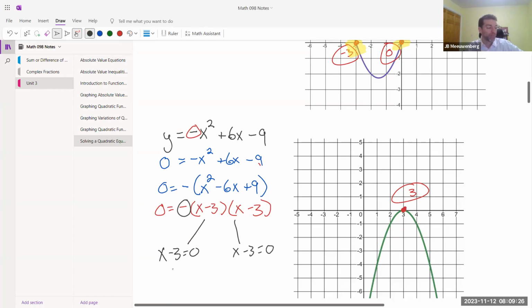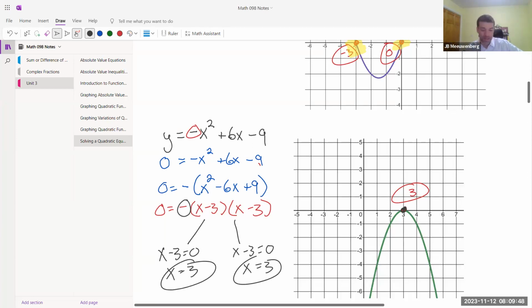So what happens when we solve these? x equals 3 and x equals 3. We get a repeated solution. It's the same number. When that happens, anytime you're factoring and you get the same number in that quadratic, it is telling you that your quadratic is just going to touch that x-axis once. It only has 1 zero.